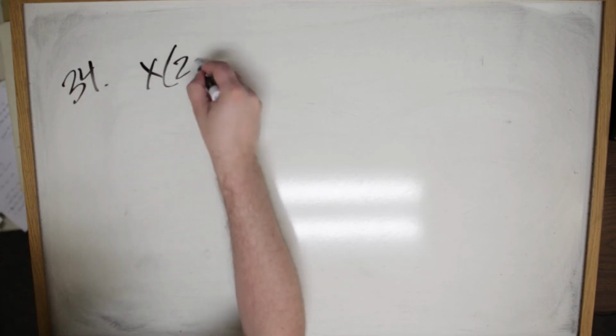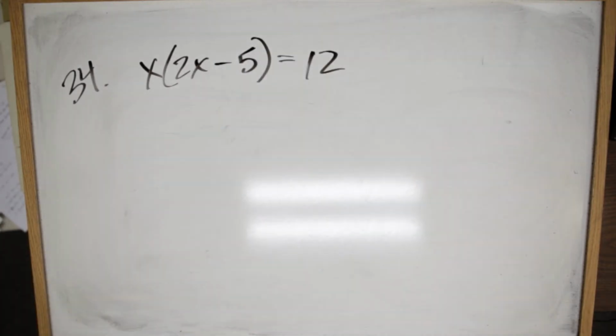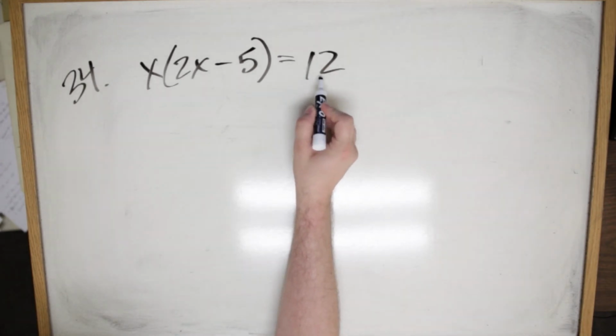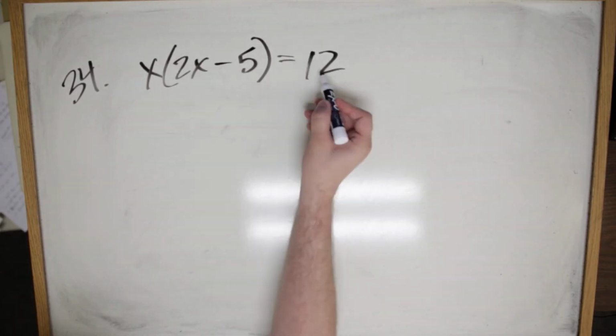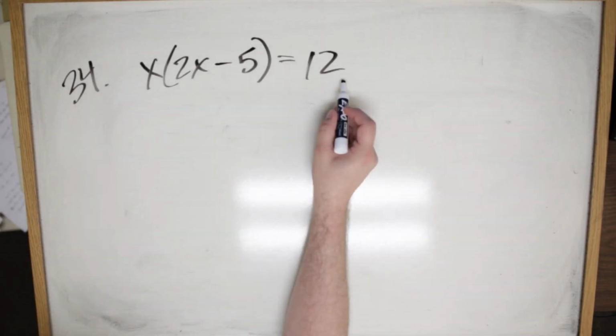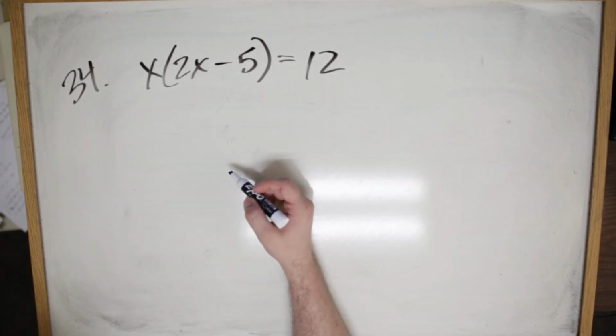X times 2x minus 5 is equal to 12. All right, remember what I said. You cannot have a 12 on the right-hand side. This must always be a 0. So here's how I'm going to approach this problem. I'm going to multiply the left out, and then I'm going to bring the 12 over to the other side, so that it's connected with all this stuff and I get a 0 on the other side. Then we're going to refactor it and then hopefully solve for each of those factors, setting it equal to 0.